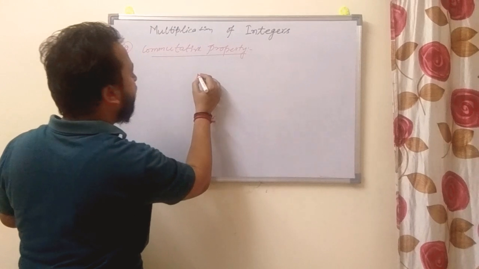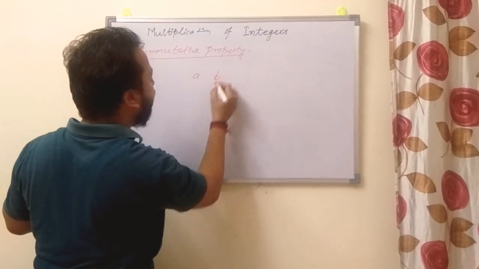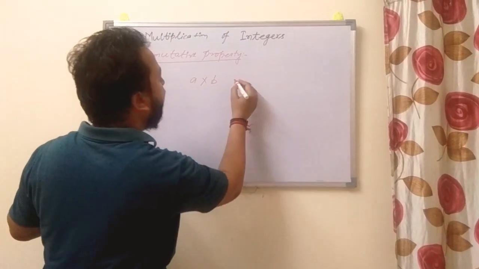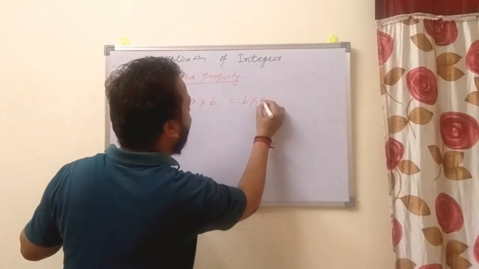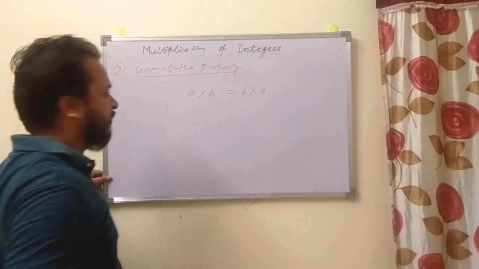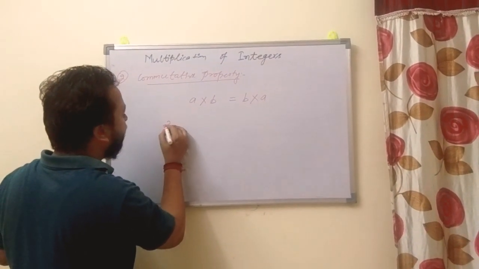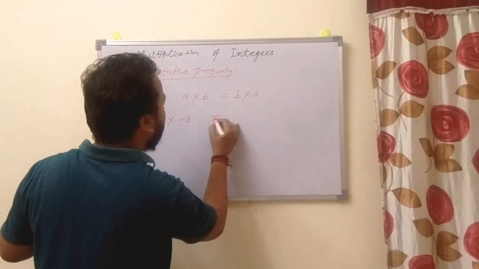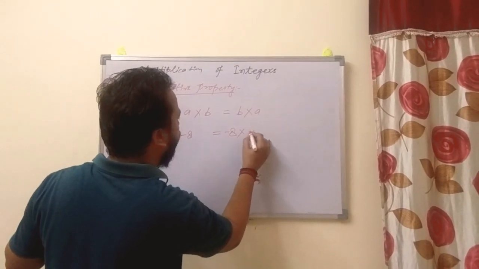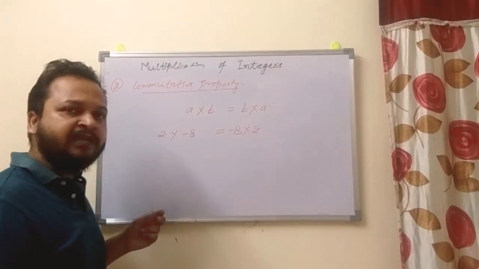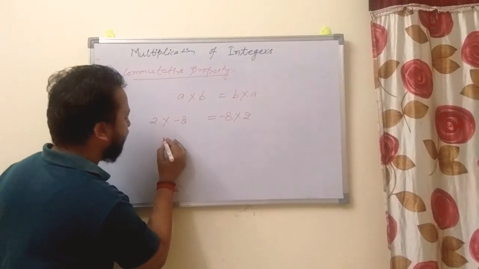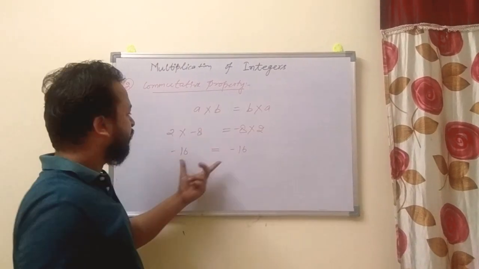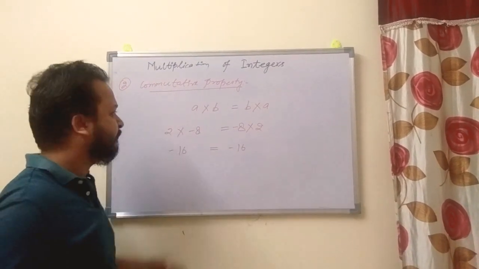It is saying when there are two integers a and b, the product of the integers will give the same value while changing their order. Means if there are two integers, suppose this is 2 and minus 8, if we change their order, we'll get the same value, right? 2 8s are 16 and 8 2s are also 16. So the answer is the same.